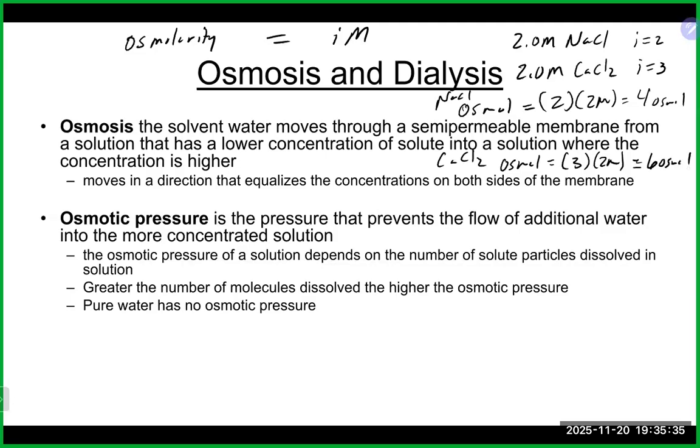So even though these two solutions have the exact same molarity, there is a greater amount of osmotic pressure in the calcium chloride solution because there's a greater amount of particles floating around in that solution. So again, the more particles in there, the greater osmotic pressure you're going to have. And again, it could cause some problems depending on what's going on.